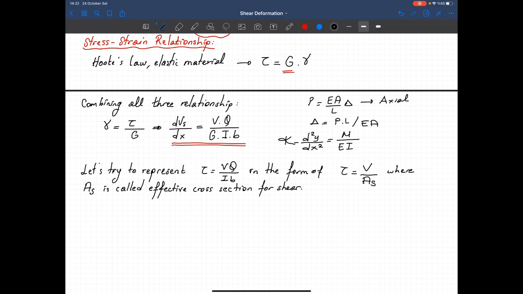So let's see. Now I'm taking a rectangular section. So for a rectangular section, I'm drawing it now. I'm just drawing the similar figure as I did before. This is the neutral axis. This is the total height of the section. That's the width. This distance is y, and this is dA.